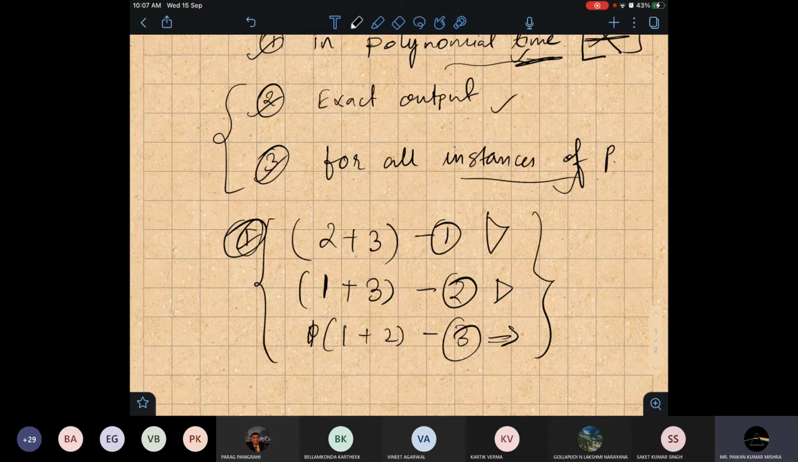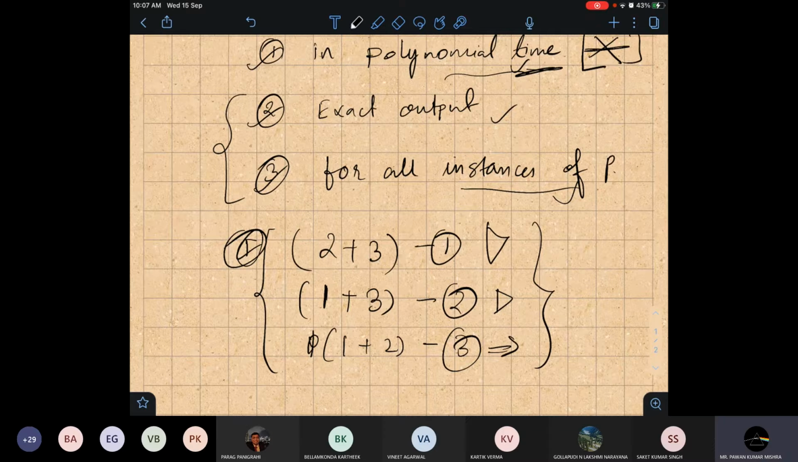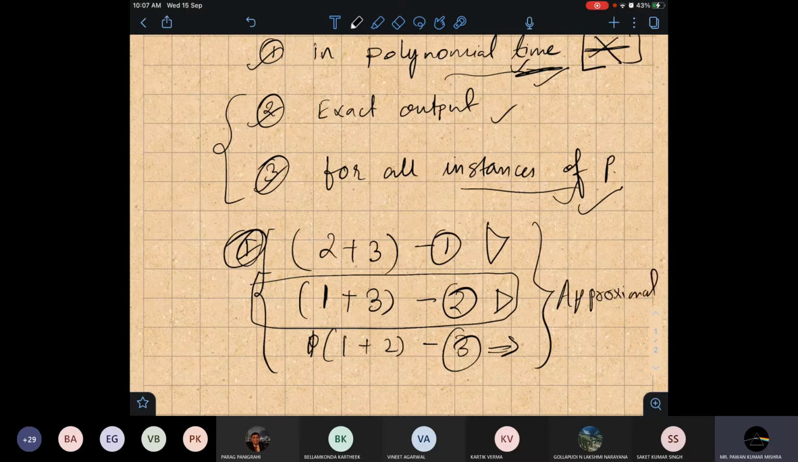What I am going to discuss is the one where we solve the problem in polynomial time for all instances, but try to get as close as possible to the optimal solution. This domain is called approximation algorithms.